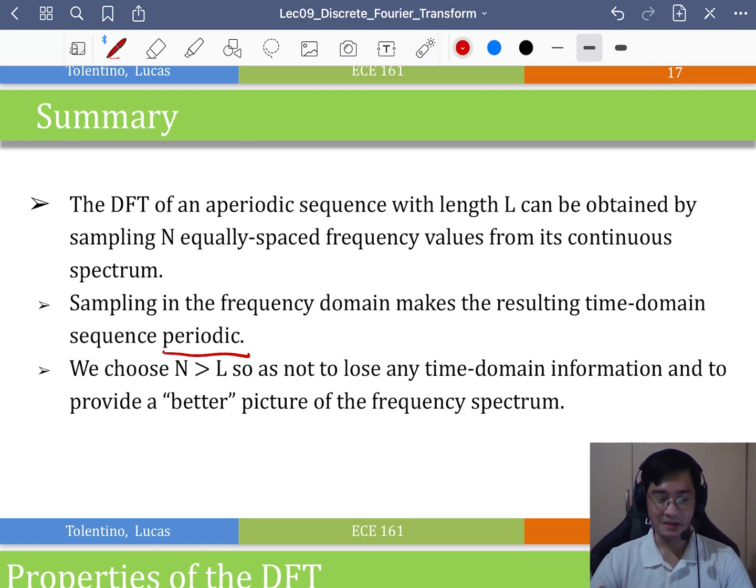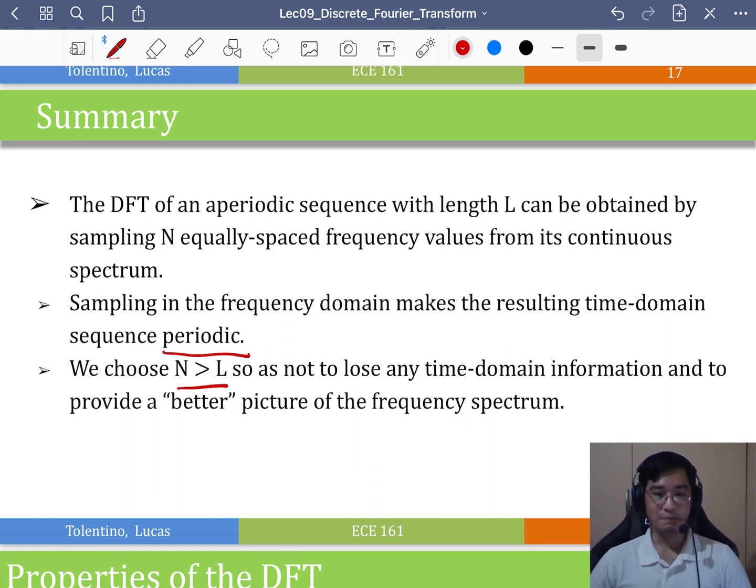It's an important thing to note here that if we take n samples from the frequency domain, the period there is n, right? So x of k, the period is n. That same period is also the period in the time domain. Okay? And we choose n not less than or equal to L but greater than L to provide a better picture of the frequency spectrum. So that ends part 1 of our lecture 9.